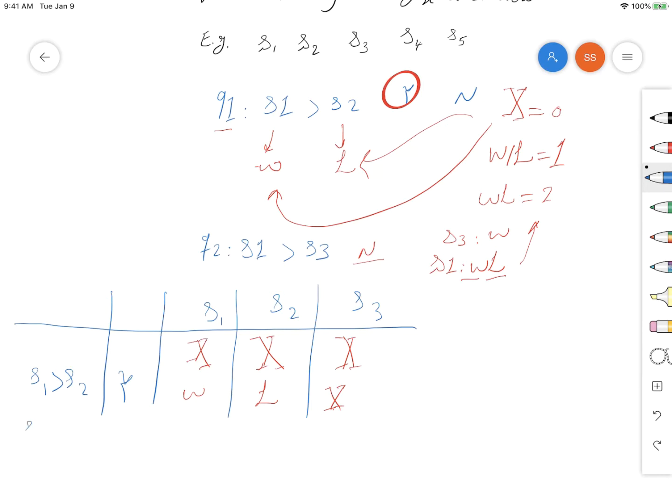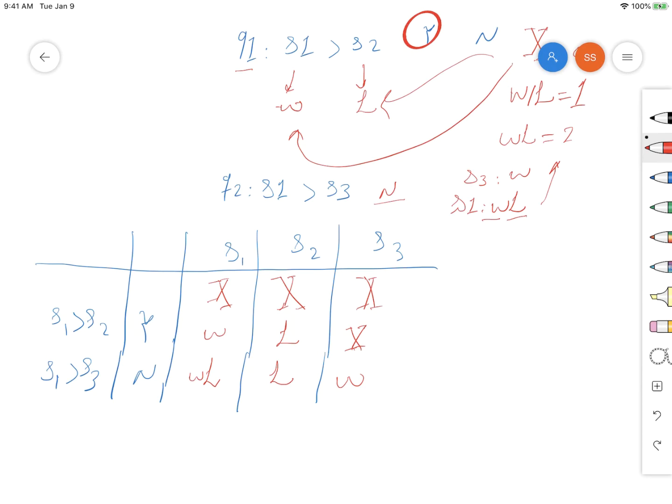In the second one, the same question was: is S1 greater than S3? Now let's say the answer is no. Because we already know that S1 had the status W, now it becomes WL. We don't have any change for S2, because we haven't compared it with any other node yet. But the status of S3 becomes W. So that's, for example, how we can continue, and we're going to do some examples with numbers later.